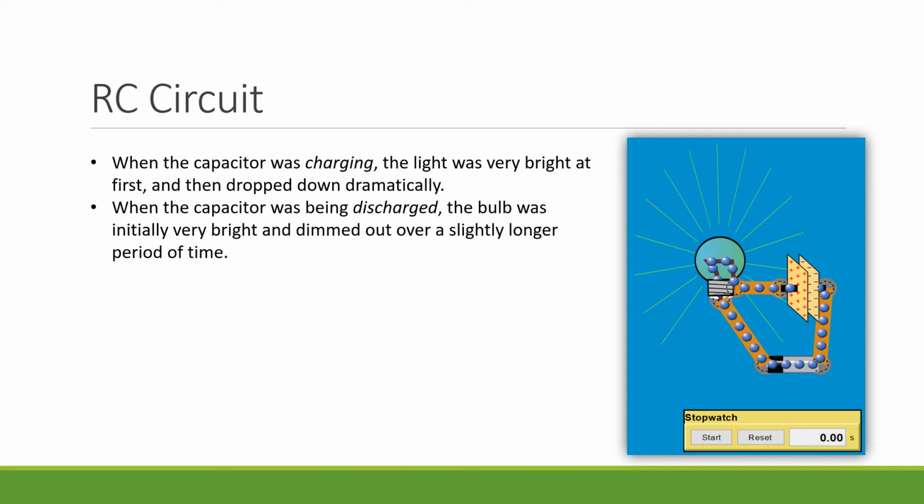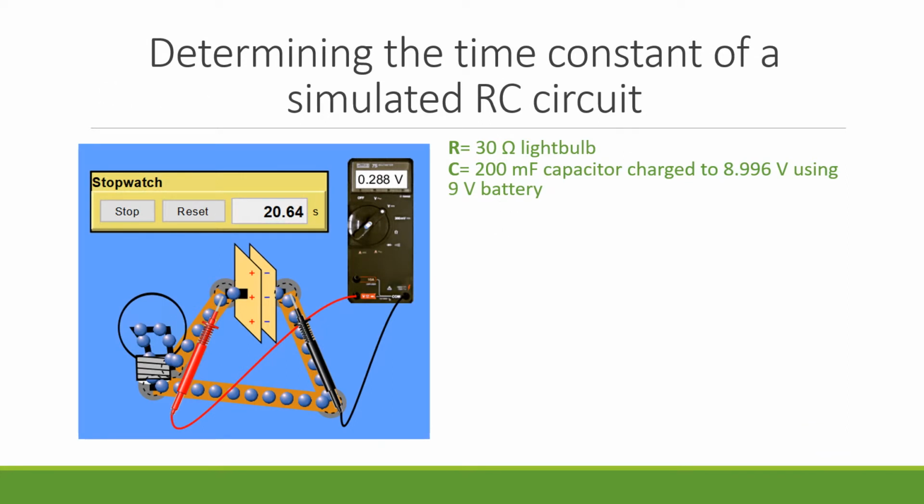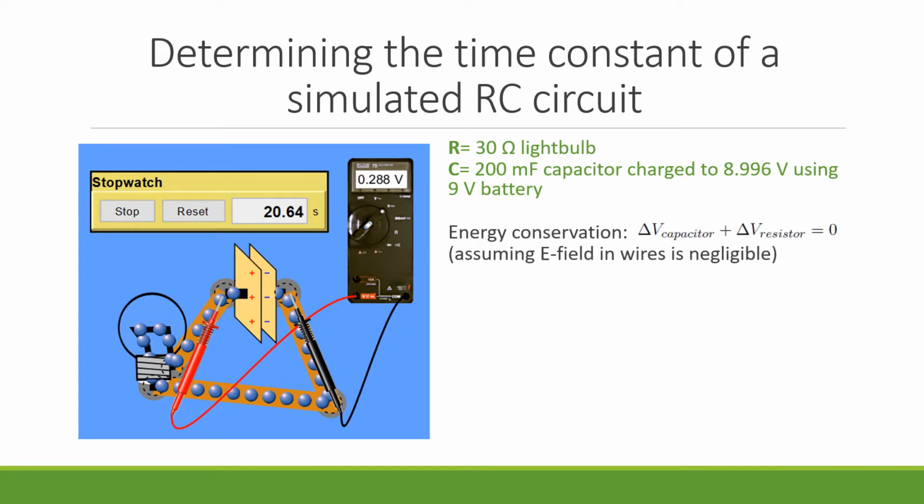The amount of time required to charge and discharge each bulb was measured and recorded in the table shown. The data confirm the observation that each capacitor takes slightly longer to discharge than to charge. A circuit containing only a resistor and capacitor was analyzed next in the virtual lab as shown in the picture. We applied the loop rule for energy conservation to this situation. The voltage drop over each element should sum to 0.